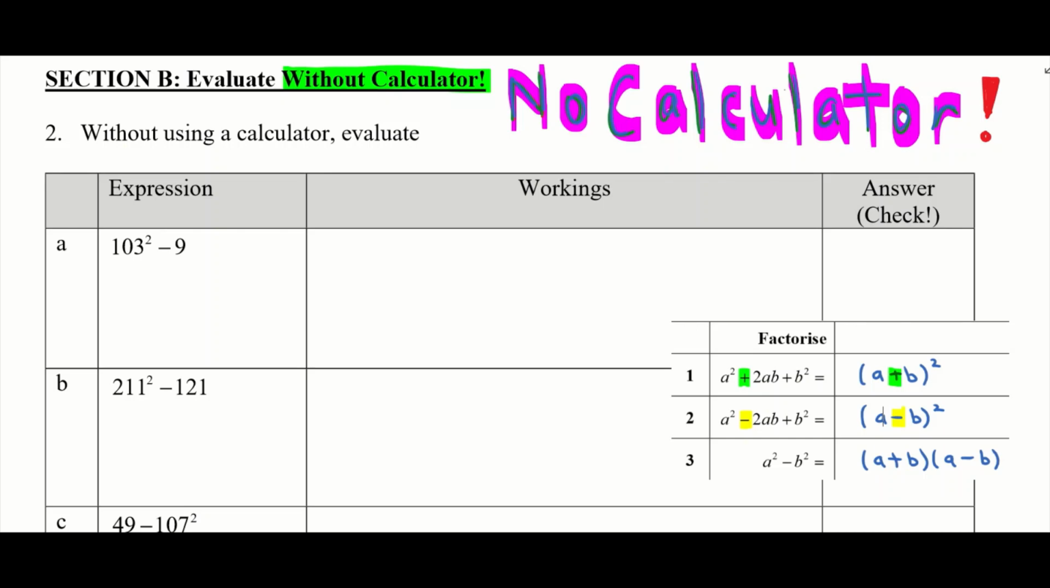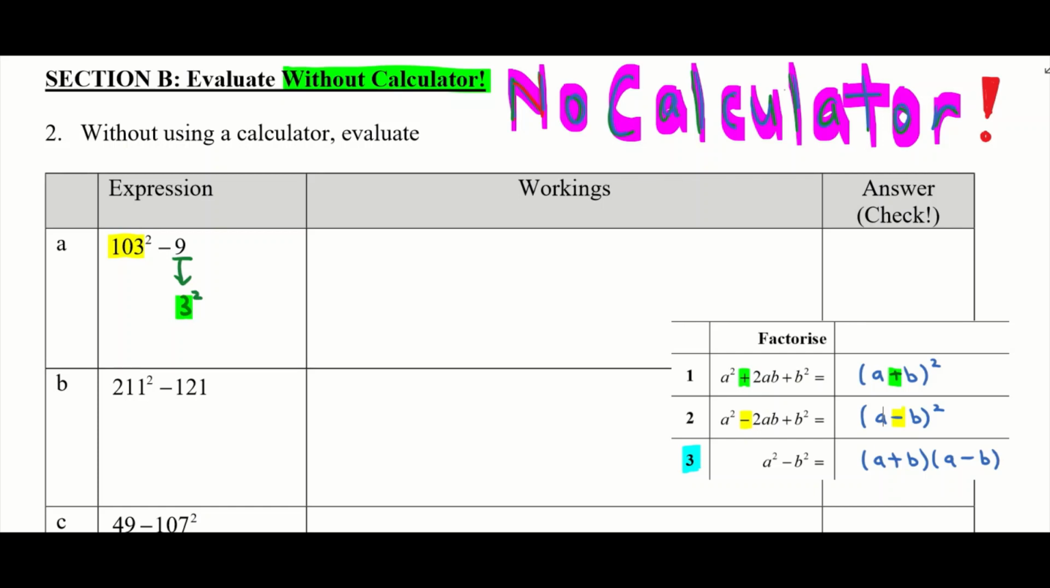103² − 9. I see that there is a square term, 103 whole thing squared, minus 9, which is actually another square term, 3². So if we look at our three identities that we have learned, it actually looks like the difference of two squares, also known as identity 3, where my A is 103 and my B is 3.